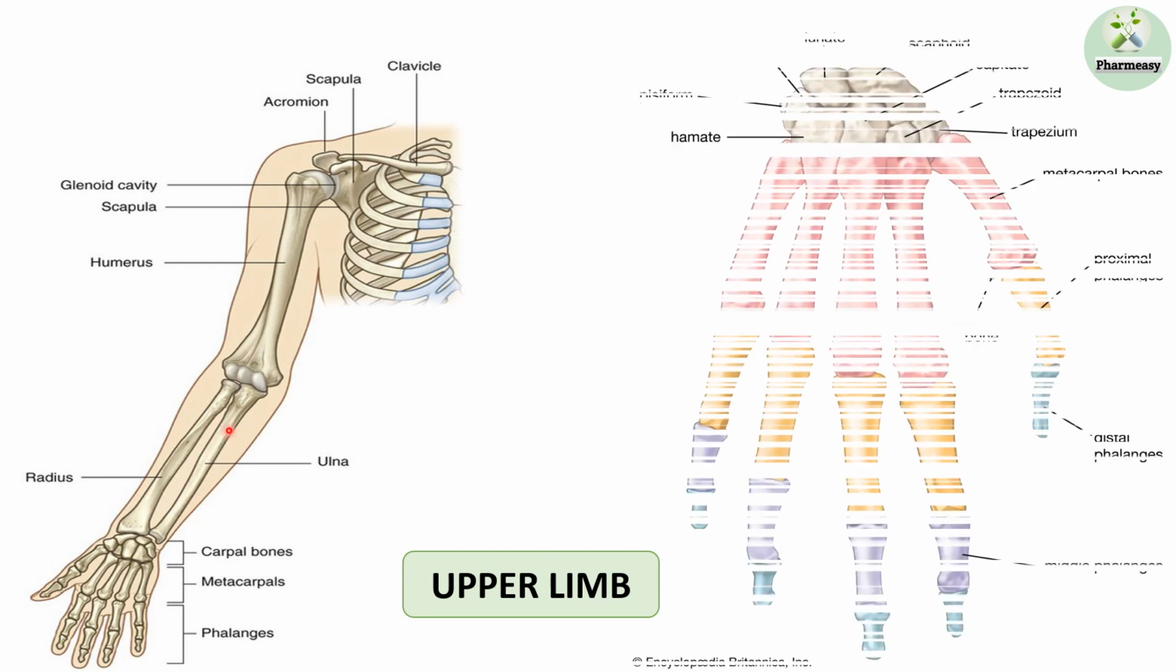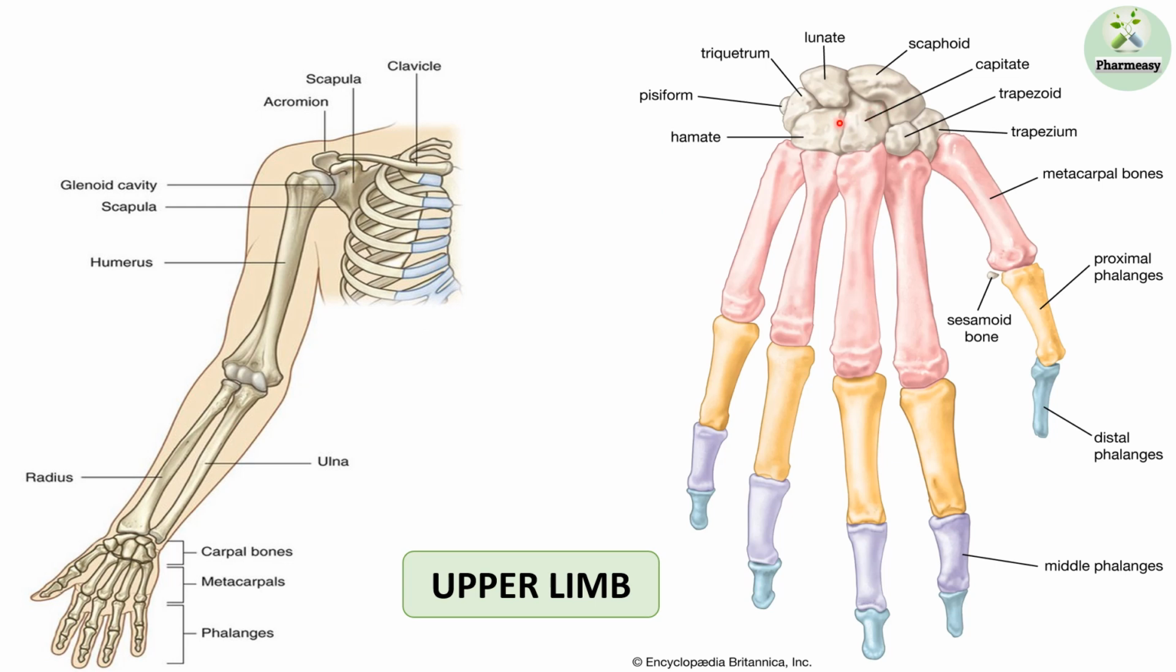And in this figure, these are 8 carpal bones, namely hamate, pisiform, triquetrum, lunate, scaphoid, capitate, trapezoid, trapezium. These are also known as the wrist bone. Palm area having 5 bones, known as metacarpals. And finger bones or phalanges have 14 bones.